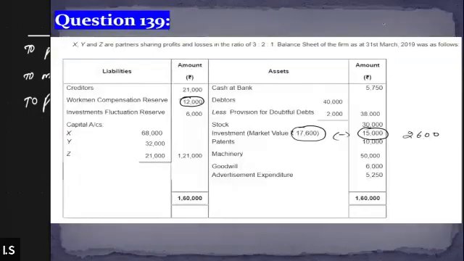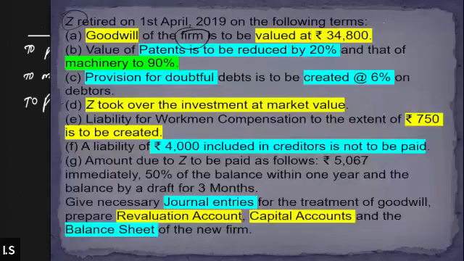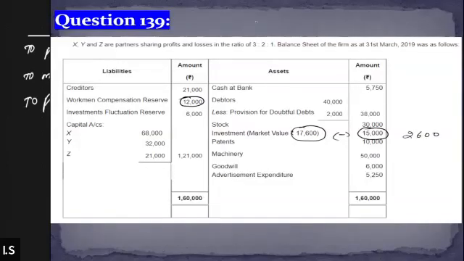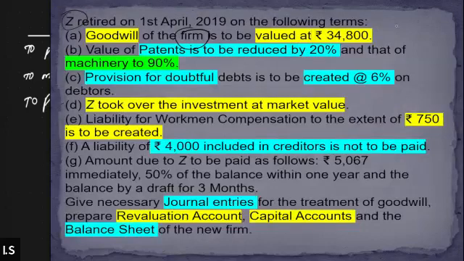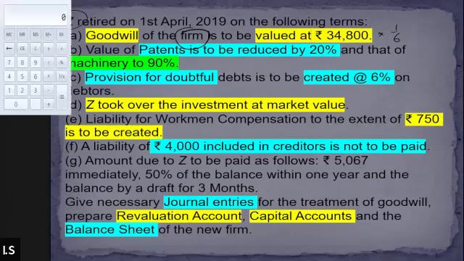Z was the partner for how much share? 1 by 6, right? Z's share was 1 by 6. Is that right? Yes, sir. So that means out of 34,800, we will have to determine 1 by 6 of the 34,800. So let me just do that. Calculate 34,800 divided by 6. So it is 5,800.